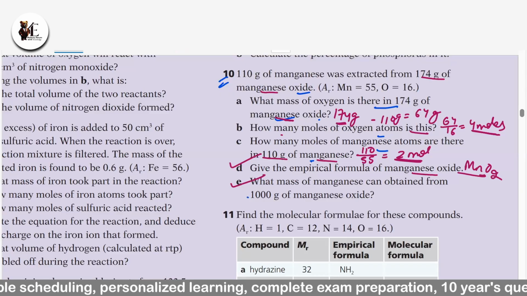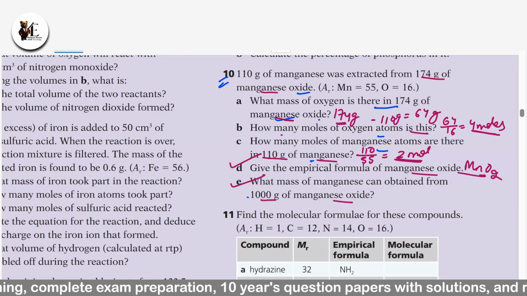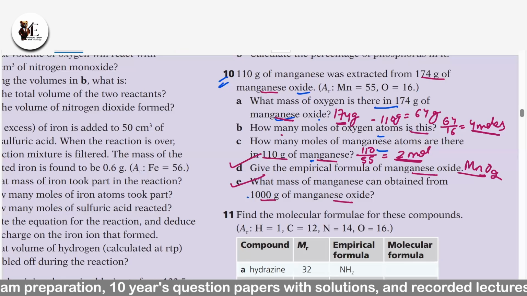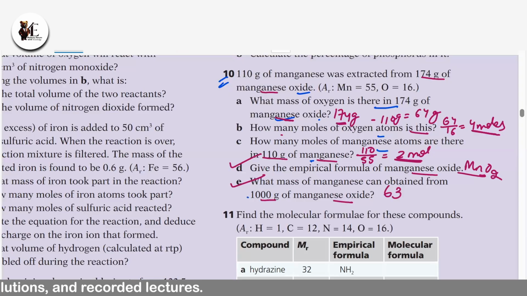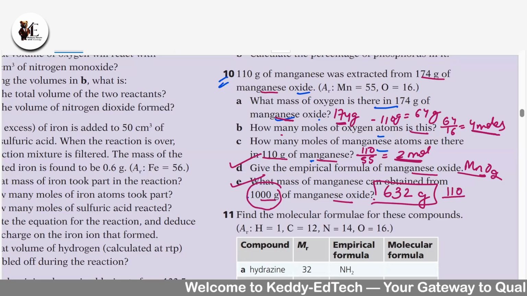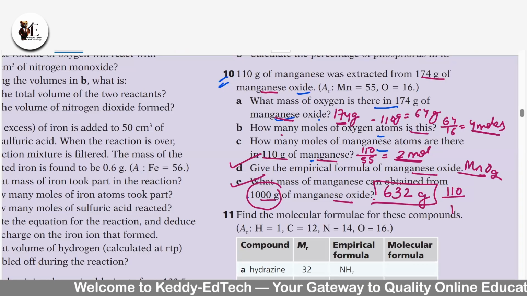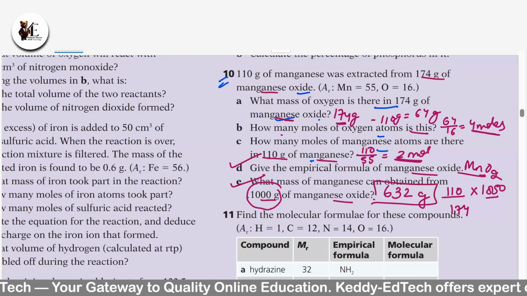What mass of manganese can be obtained from 1000 grams of manganese oxide? 132.18. Pardon? 632 grams of manganese. Yes. Because what you have to do, you have to calculate the mass of manganese in 1000 gram of manganese oxide. So you have to take the mass ratio of manganese, which is 110, to the manganese oxide, which is 174 given in the question, multiplied by 1000, which gives you 632.18 grams. Okay, very good.